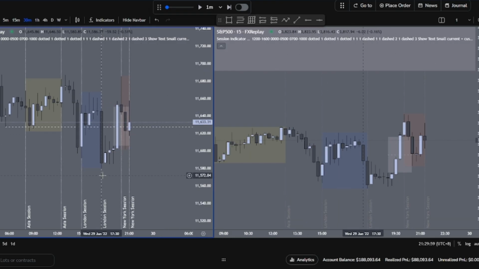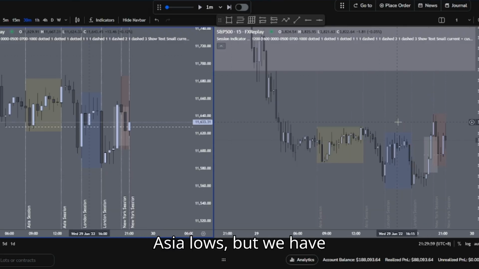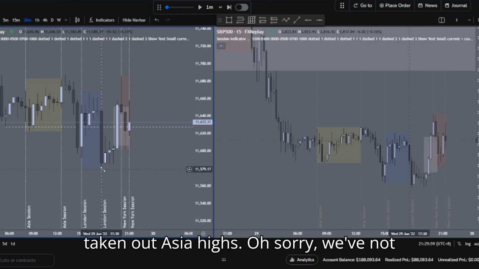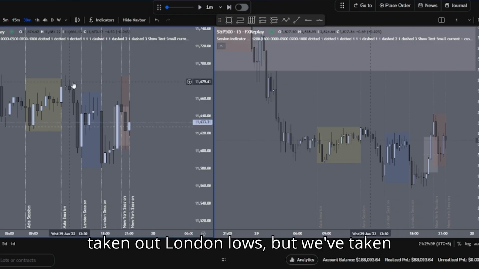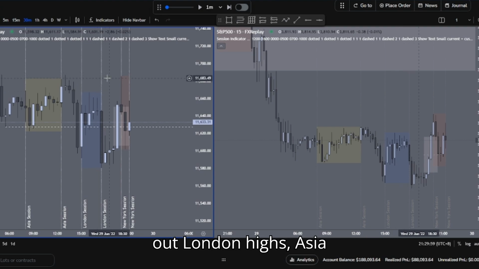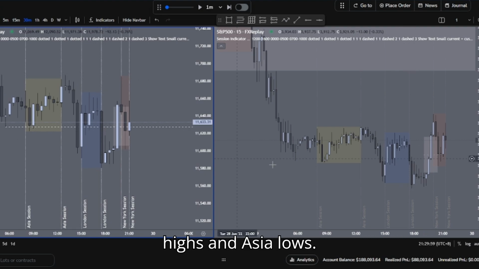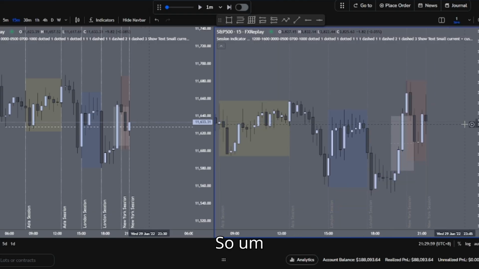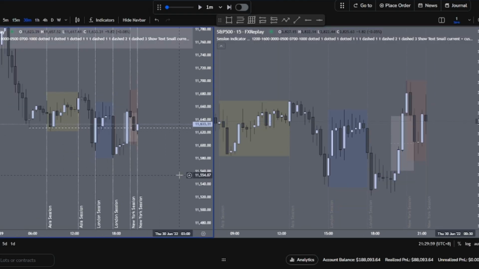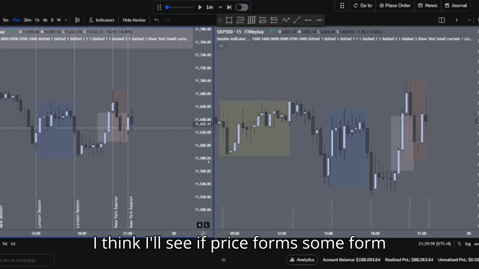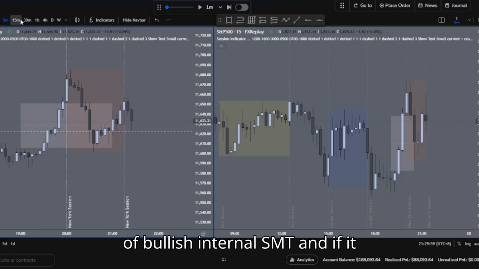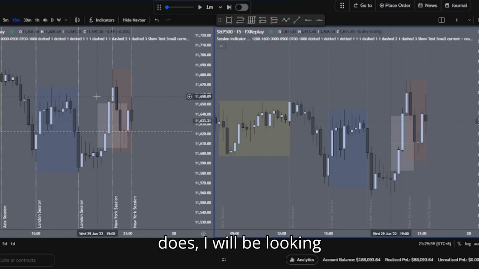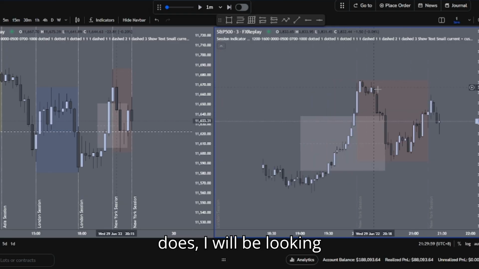We've not taken out Asia lows, but we have taken out Asia highs. Oh sorry, we've not taken out London lows, but we've taken out London highs, Asia highs, and Asia lows. So I think I'll see if price forms some form of bullish internal SMT, and if it does, I will be looking to long.